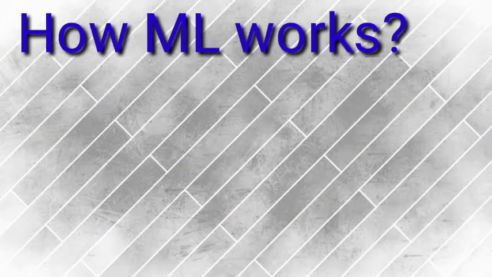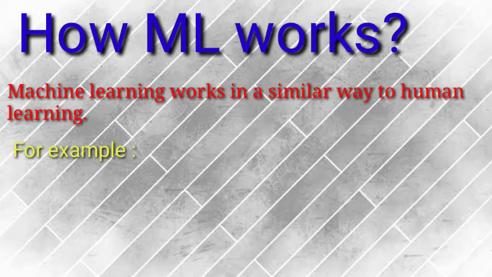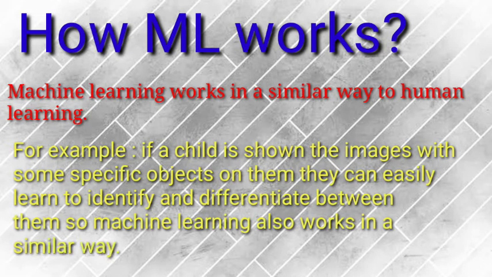Now let us see how machine learning works, how ML works. It works in a similar way to human learning. You can take an example. Suppose a child is shown images with some specific objects on them. So it is easy for the child to learn, identify and differentiate between the objects being seen on the screen, right? Machine learning also works in the same way.